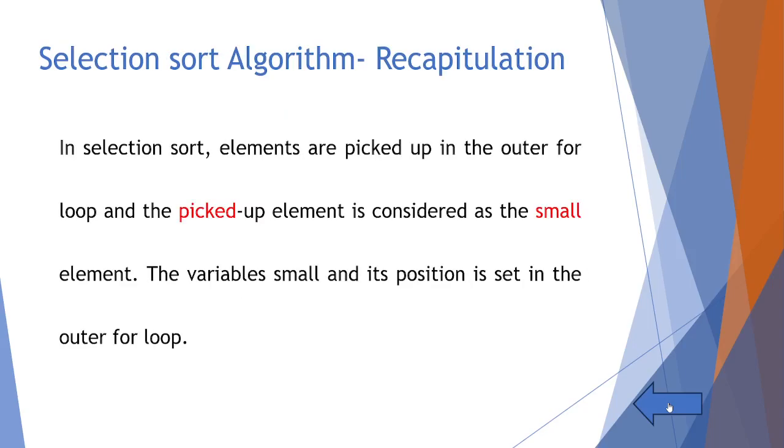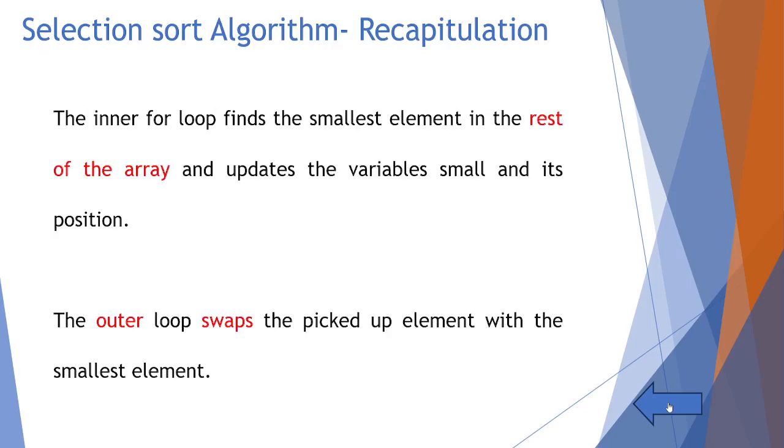Let's recapitulate the selection sort algorithm, which I have already discussed in the previous video. In selection sort, elements are picked up in the outer for loop and the picked up element is considered as the small element. The variable small and its position are set in the outer for loop. The inner for loop finds the smallest element in the rest of the array and updates the variable small and its position. Finally, the outer for loop swaps the picked up element with the smallest element found by the inner for loop.